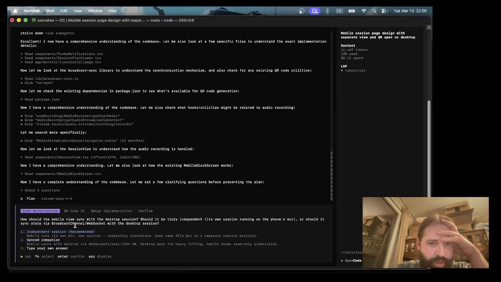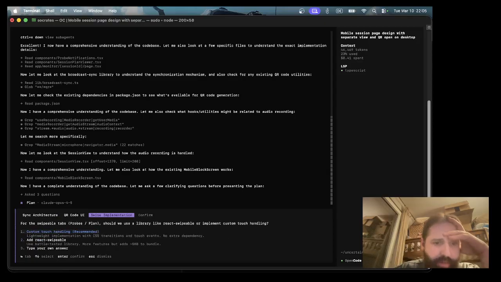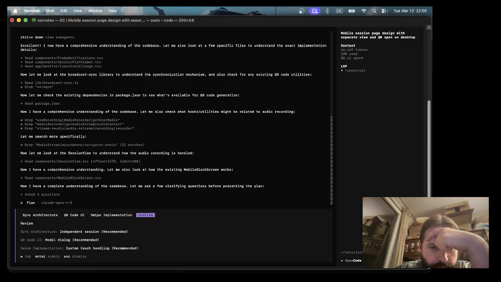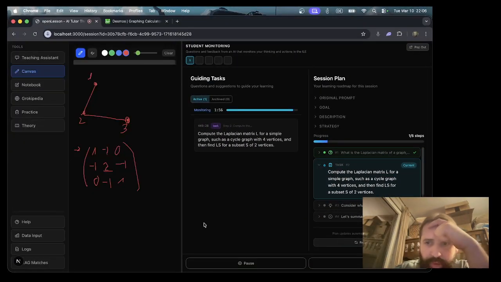How should a mobile view sync with desktop session? It should be an independent session. Model dialog, drop down, full model array with QR code. Please. Swipe implementation, custom touch handling recommended. Yeah, let's go with this plan. Okay, let's continue. It's a bit sluggish, but cool.